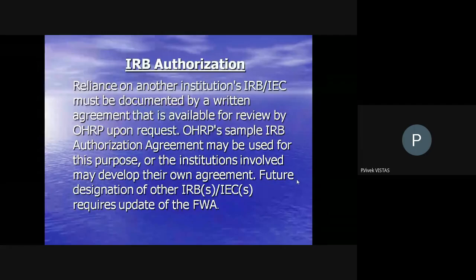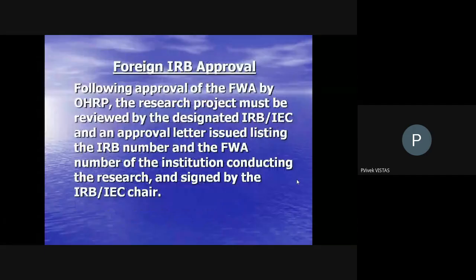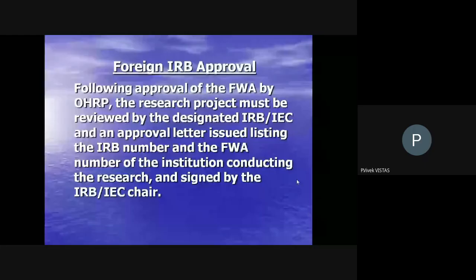So foreign IRB approval, that is, institutional review board approval in a foreign country. The research project must be reviewed by the designated IRB and IEC agency, and an approval letter issued listing the IRB number and the FWA number of the institution conducting the research, and it is signed by the IRB and IEC. Both of these must be signed.